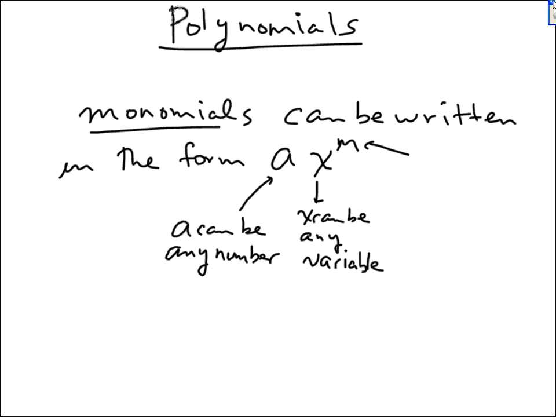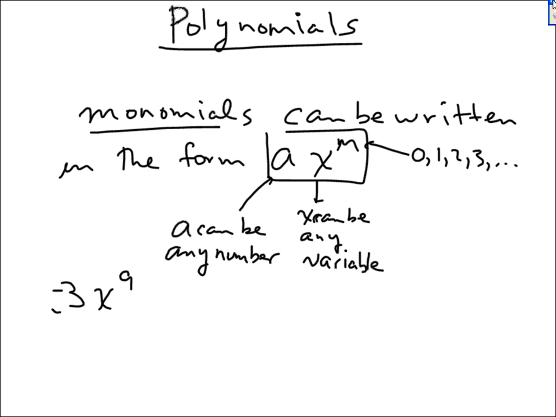M can either be 0, or 1, or 2, or 3, etc. I think that's called the whole numbers. M cannot be a fraction. It cannot be negative. For example, negative 3x to the 9. We'll call this standard form. Here's a number, here's a variable, and here is an allowable exponent. This is a monomial.